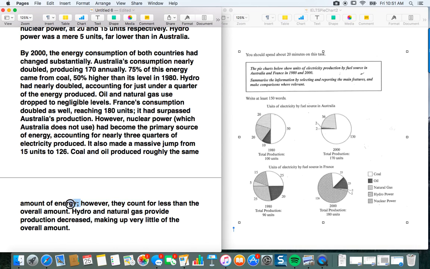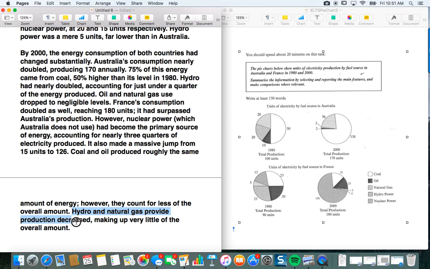However, they account for less of the overall amount. Okay, so I'm avoiding too much data here. It's not necessary. I've simply made the point they produce the same amount of energy. So again, 25-25 is pretty similar, so we'll just say they produce roughly the same amount of energy. However, it looks smaller because we're producing more energy. So that's why it's so important to do that 5-minute analysis at the beginning. That's going to help you get the overall task achievement score you want.